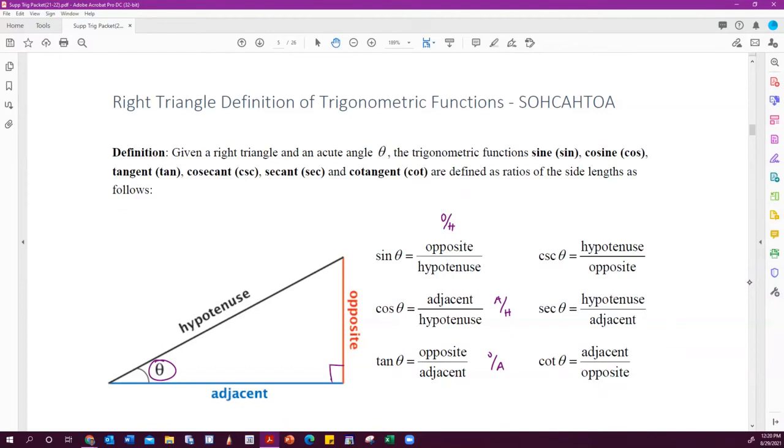To some students, it's brand new here. These other trig functions, cosecant, secant, and cotangent, are the reciprocals of the sine, the cosine, and the tangent. So the cosecant is the hypotenuse over the opposite, because it's the reciprocal of sine. Cosine goes to secant, which is hypotenuse over adjacent, and then the tangent, opposite over adjacent, becomes cotangent, adjacent over opposite.